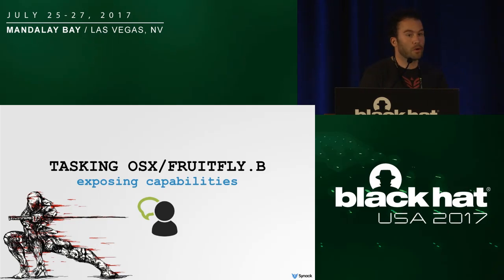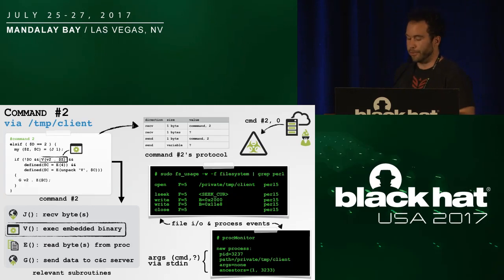Now, unfortunately, we don't have time to go through all the commands, but let's look at how we can expose some of the more interesting ones just via tasking. And again, when I started this tasking, I had no idea what these commands would actually do. So let's start with command number 2. If we look at the Perl script to briefly triage this command, we can see it invokes J to read an additional byte from the command and control server, invokes the V subroutine, which drops and executes that embedded Mach-O binary, and then invokes the G subroutine to send some response back to the server. So now we understand the format of the protocol, but again, we have no idea what this command actually does.